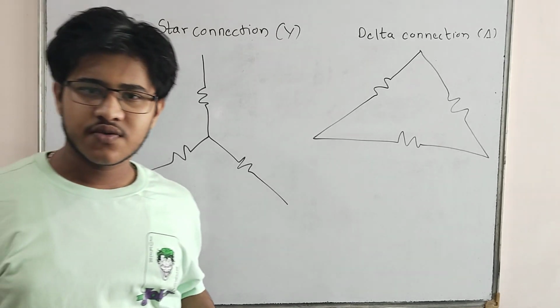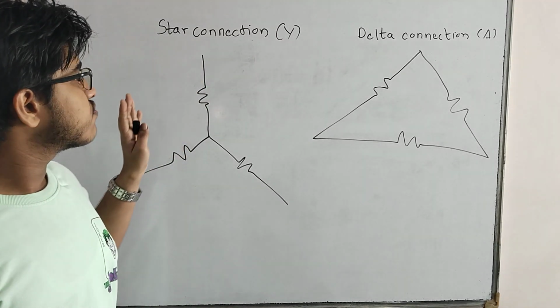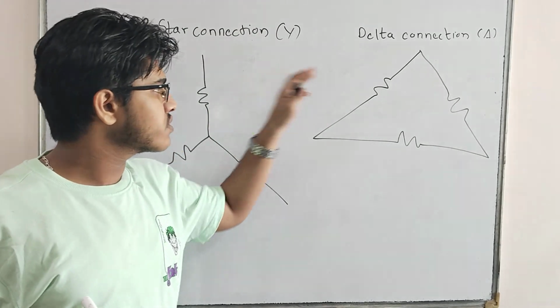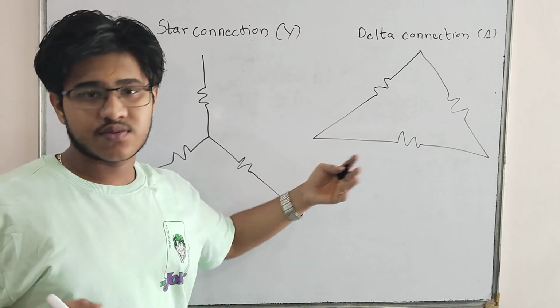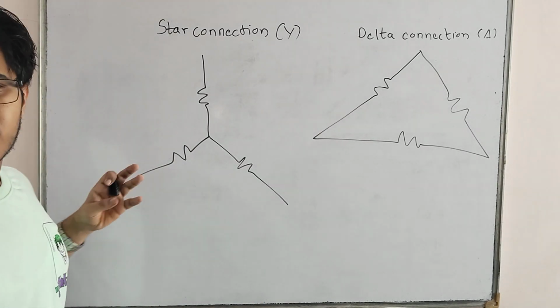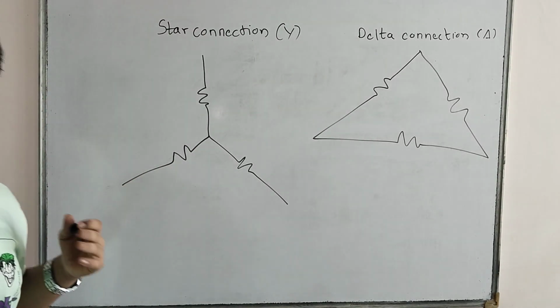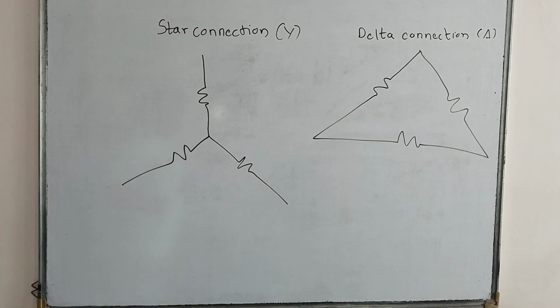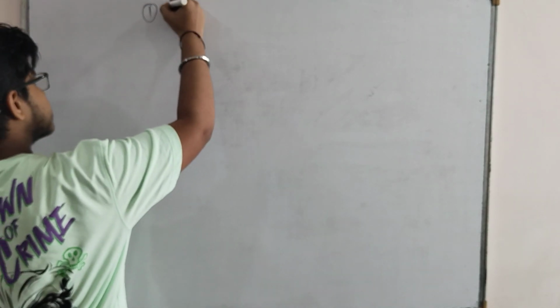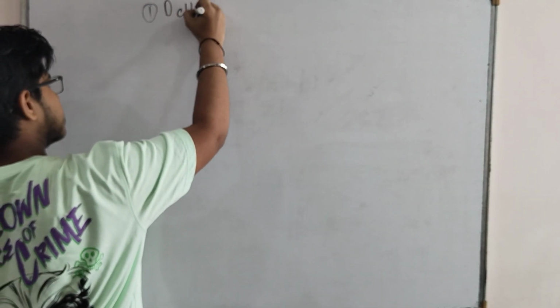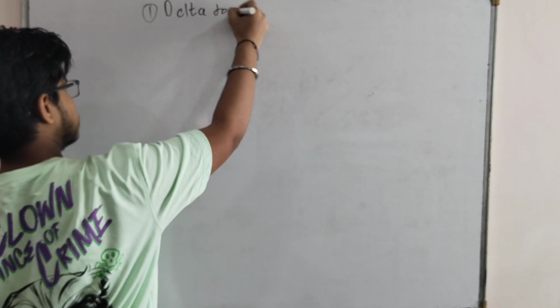Now in this lecture we will learn how to transform any star connection into a delta connection and vice versa. So please note this. We will move on to our first derivation, which is delta to star.